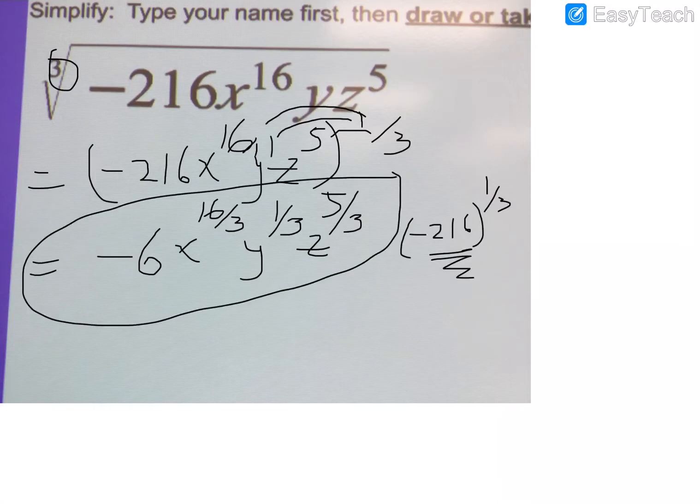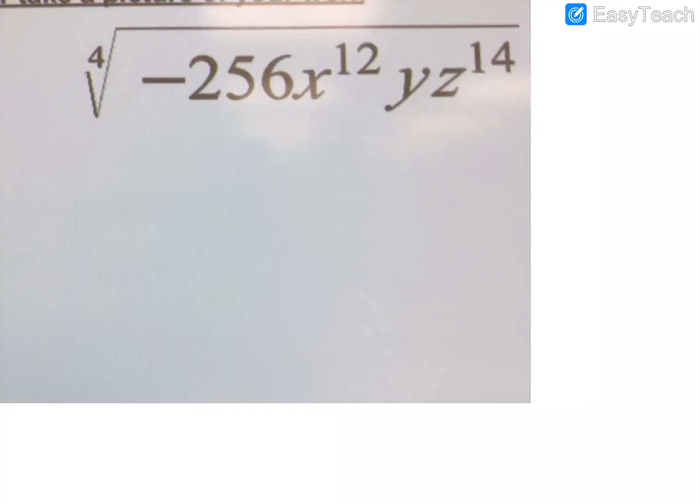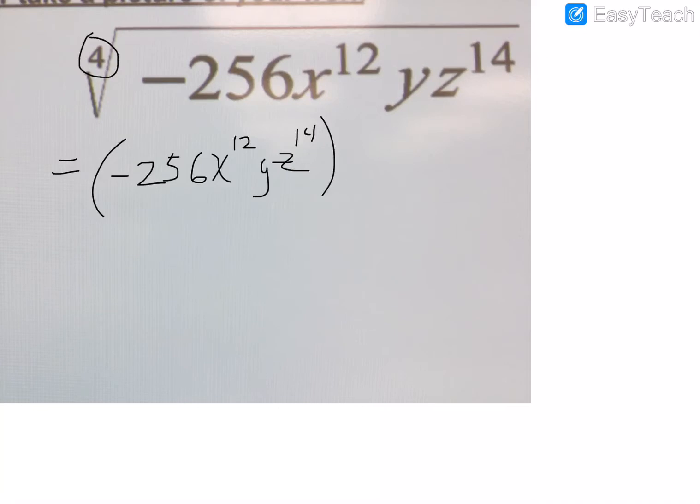Okay, the next one we're going to look at is our second question in our bell ringer. Now, it's going to give you the same hint once you rewrite it as an exponent first. So negative 256 x 12, all this junk inside this radical to the 14th power. And then the 4th root is the 1/4 power. Okay, so now we have the same situation we were just in.